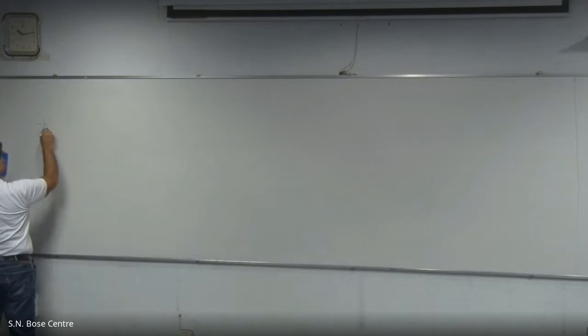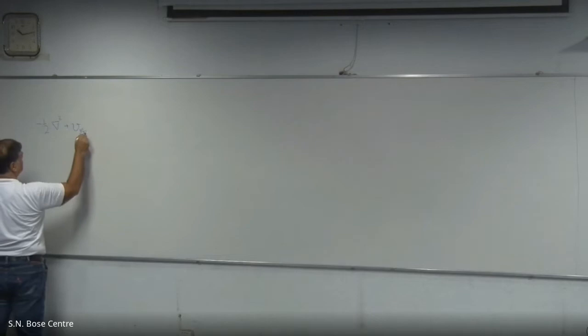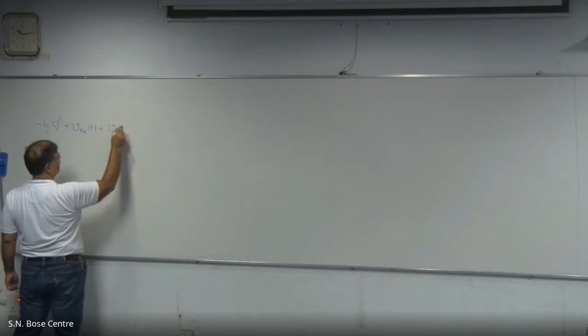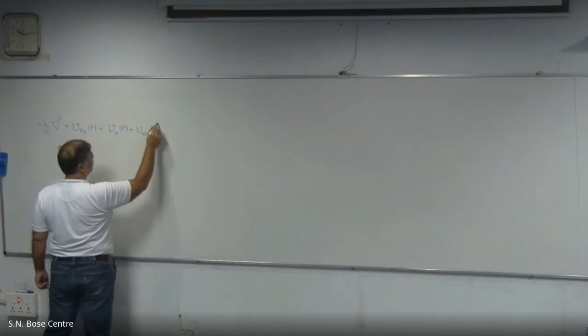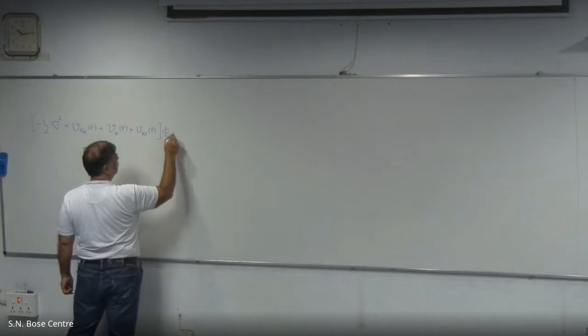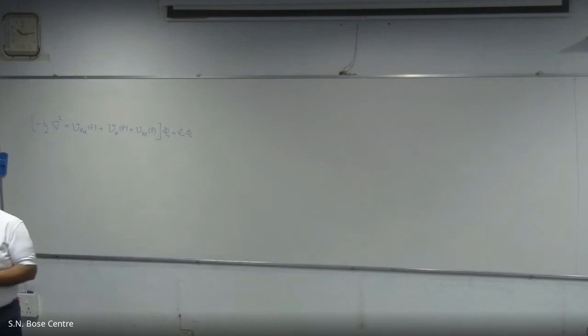Okay, so let's just begin with what I have done. I have written minus 1/2 del square plus v external plus v Hartree of r plus v exchange correlation of r, acting on phi i equals epsilon i phi i. Right? And this is what we said is the Kohn-Sham equation.